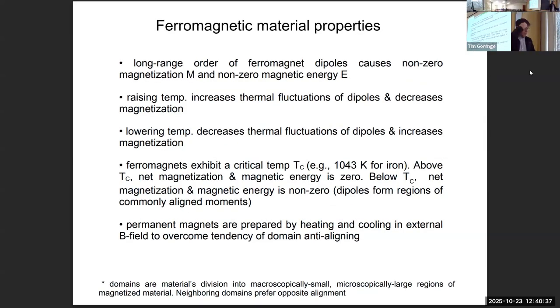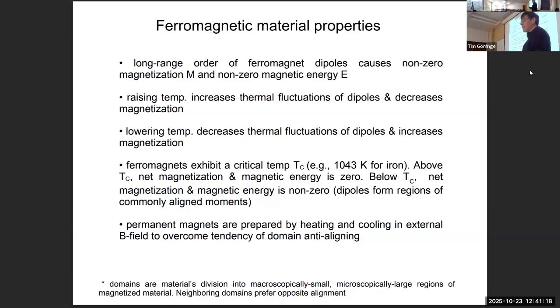Okay, so some properties of ferromagnetic materials. I've listed some properties of ferromagnetic materials on this overhead here. In ferromagnetic materials, what can happen is a long range, meaning not just the nearest neighbors but many extended neighbors of the system, there is a long range ordering of the dipole. So they tend to line up through the material or some region of the material.